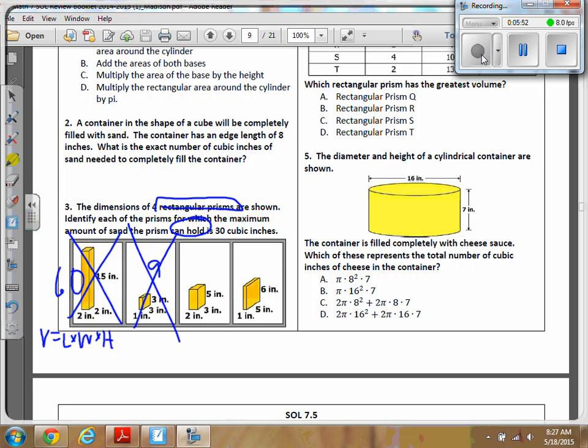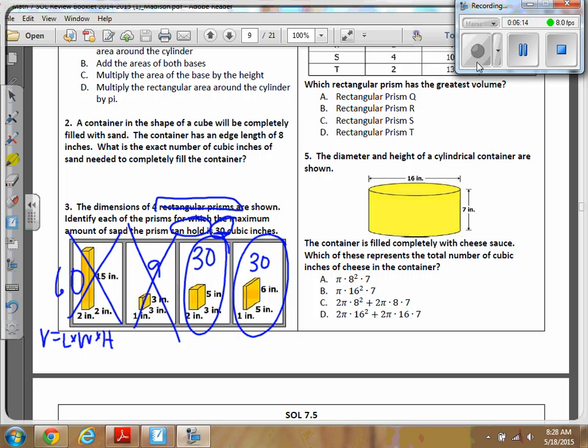Then the next one, 5, 3, and 2. So 5 times 3 is 15. 15 times 2 is 30. Okay, well, that's what I'm looking for, so that is an answer choice that I can select. Then I've got 6 times 5 is 30. 30 times 1 is 30. So that's another one that I can select because we're looking for 30 cubic inches that it can hold.